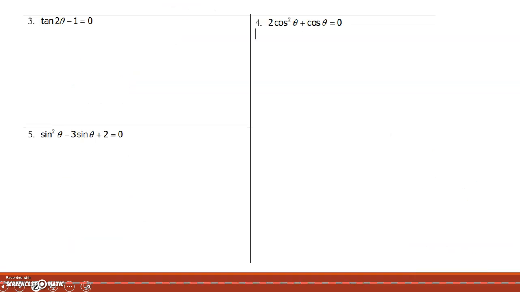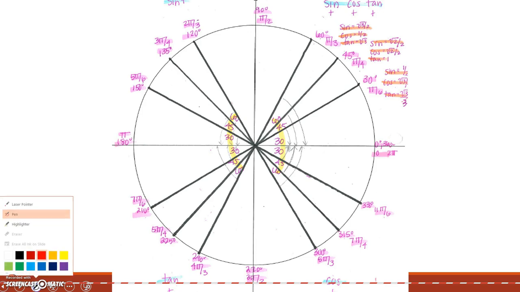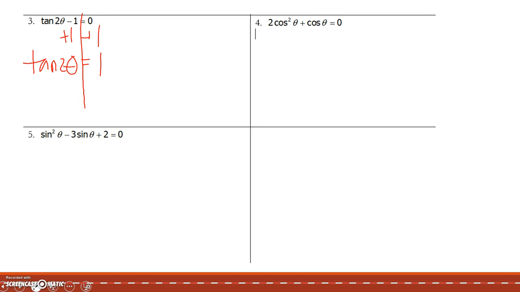So the next one, I add over the 1. Now that 2 that's in between the tangent and theta, you can't just divide it over, unfortunately. So what you're going to do is figure out where tangent equals 1 first. Tangent equals 1 right here at 45 degrees. So that's my first one. And then the tangent's also positive in this quadrant. The 45-degree reference angle there is 225. So 45 and 225. But what this equals is 2 theta.